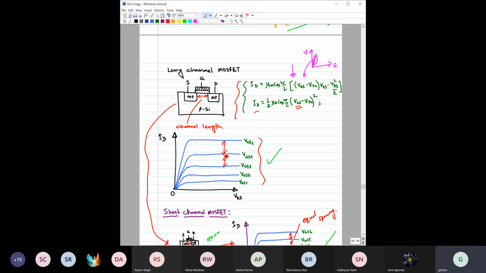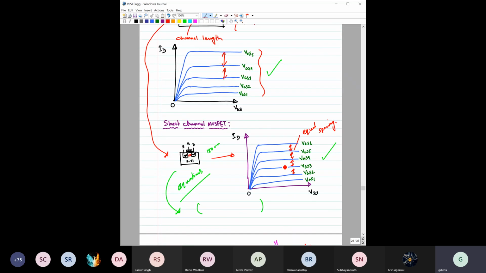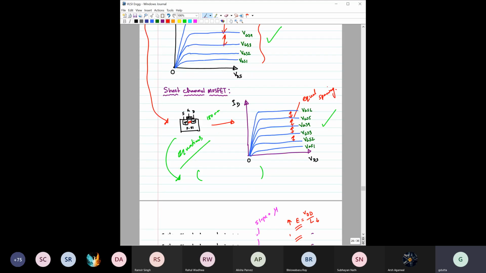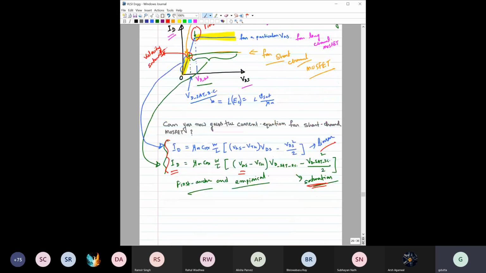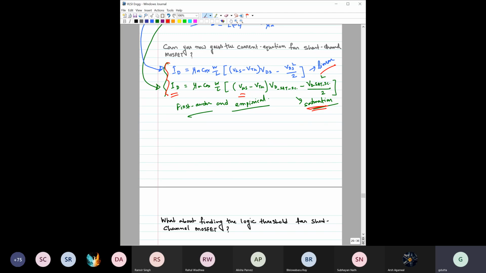The output characteristics for long channel MOSFET would look something like this, where you can see the separation between consecutive VGS lines keeps increasing as you increase VGS, whereas for short channel MOSFET it is expected to be equal. That is what we have discussed beforehand. You can also observe the same phenomenon from this equation, which we have derived from the long channel MOSFET only by doing some manipulation.